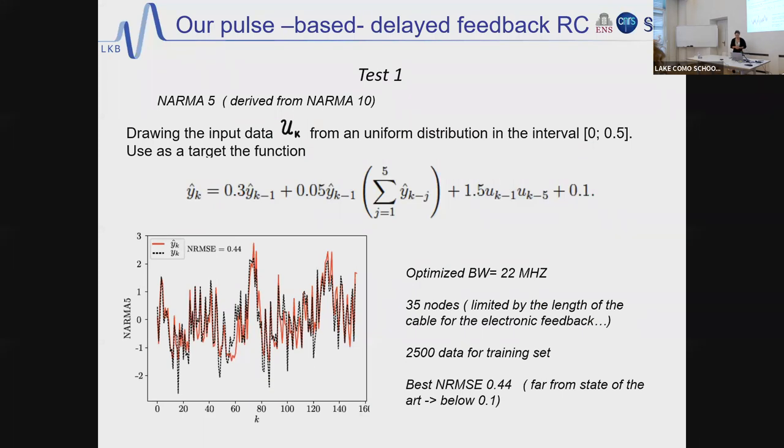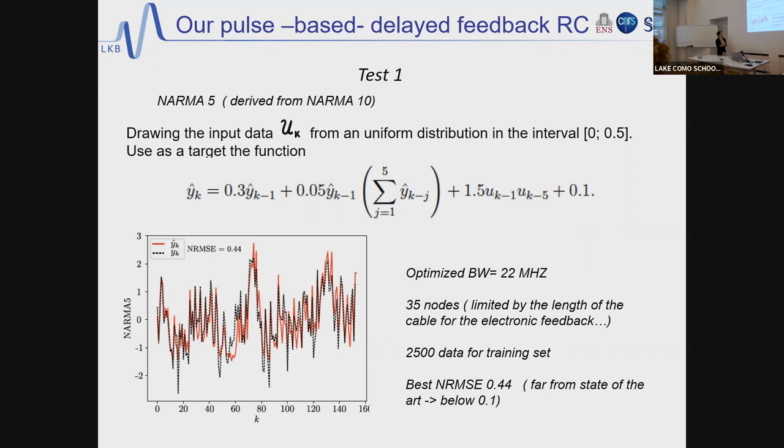So the test that we did was one very typical test that is done for reservoir computing. It's an ARMA test, actually an ARMA 5 test. We drew the input data from a uniform distribution in the interval 0.5. Then we use this particular target function, which is a function of the input data and also of the function itself at the previous pulse.